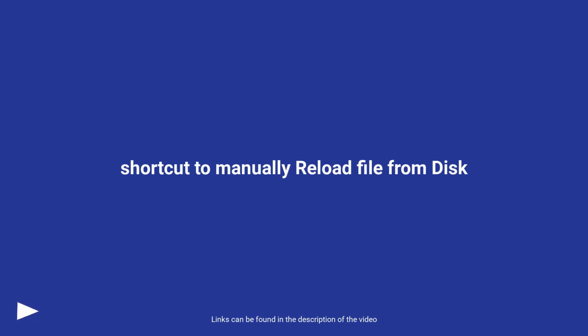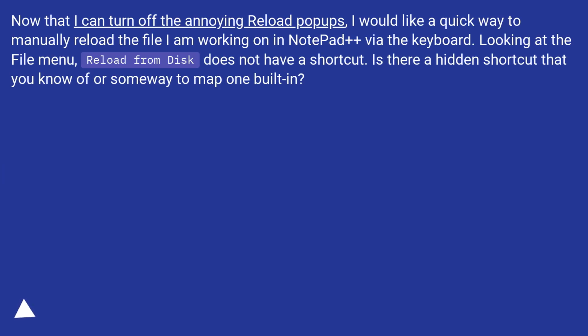Shortcut to manually reload file from disk. Now that I can turn off the annoying reload pop-ups, I would like a quick way to manually reload the file I am working on in Notepad++ via the keyboard. Looking at the File menu, Reload from Disk does not have a shortcut. Is there a hidden shortcut that you know of or some way to map one built in?